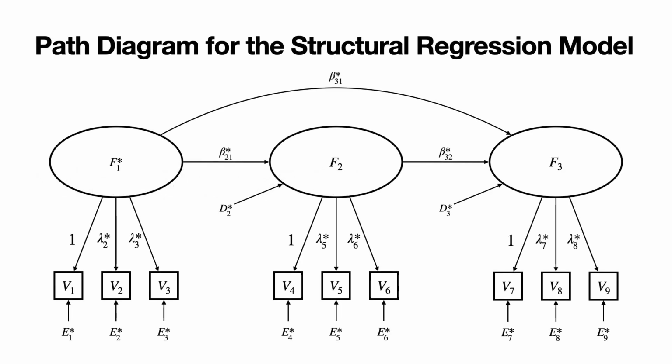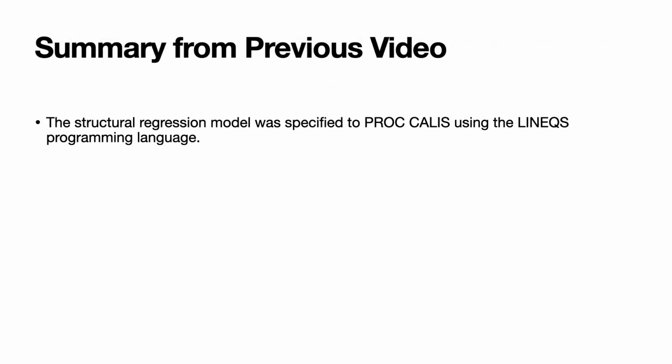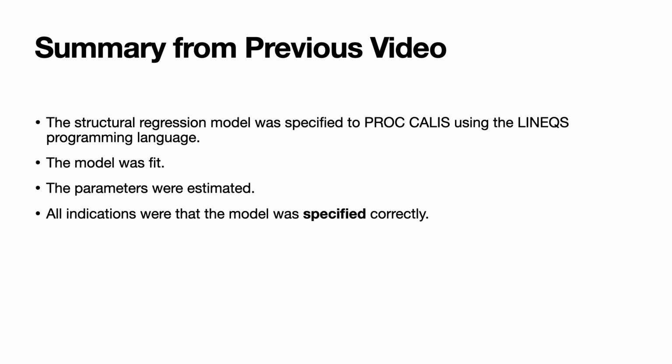So let's first look at where we left off in the previous lecture video. Here is the path diagram for the structural regression model that we fit in the previous video. Here is the summary from that video. The structural regression model was specified to Proc CALIS using the LINEQS programming language. The model was fit, the parameters were estimated, and all indications were that the model was specified correctly.